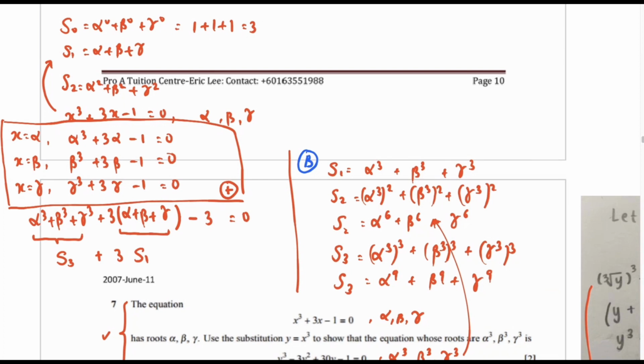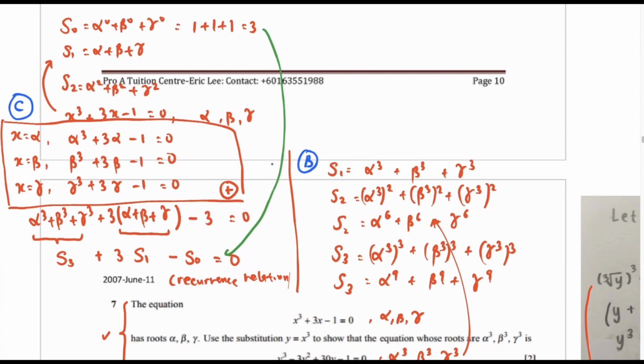To get the recurrence relation, whenever we see a number, you think of S0. So for this case, this is minus S0. And then 3 is just S0. So equal to 0. So this is the recurrence relation. This recurrence relation, I call it C.